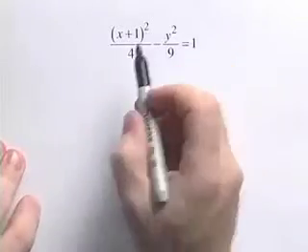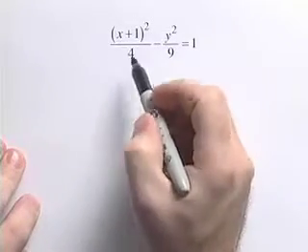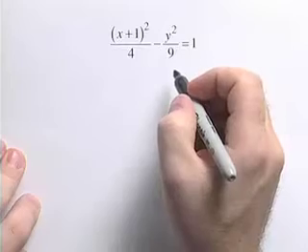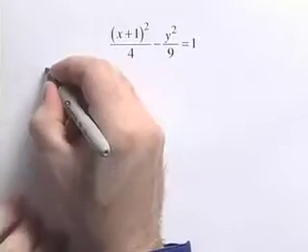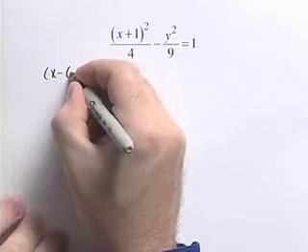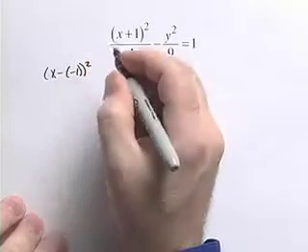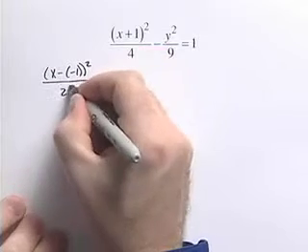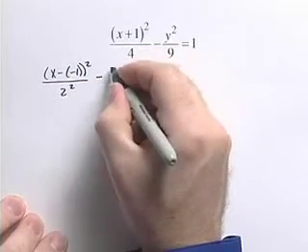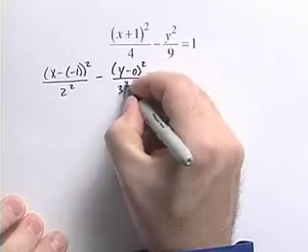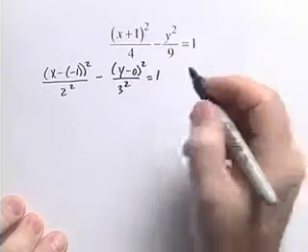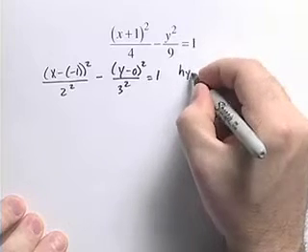For this problem, we need to identify the conic and then provide some information about that conic. We have (x plus 1) squared divided by 4 minus y squared over 9, and that equals 1. If we rewrite this as (x minus negative 1) squared divided by 2 squared minus (y minus 0) squared over 3 squared is equal to 1, we'll see that we have the form of a hyperbola.